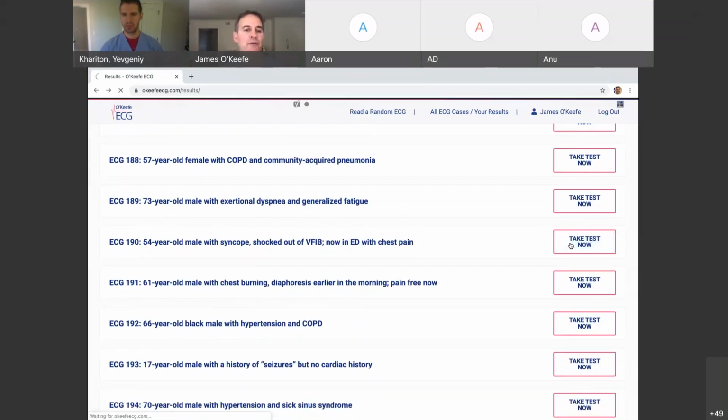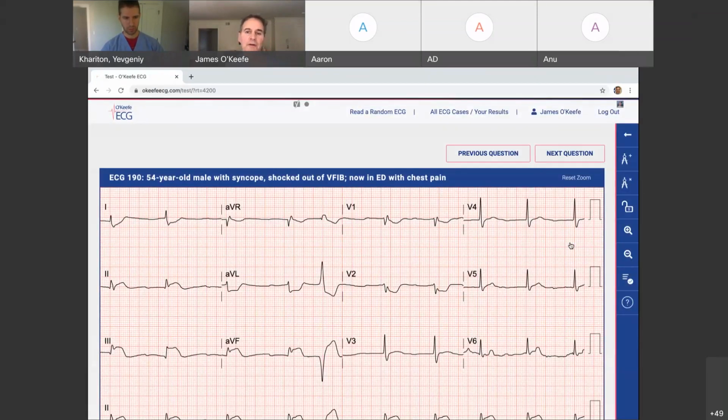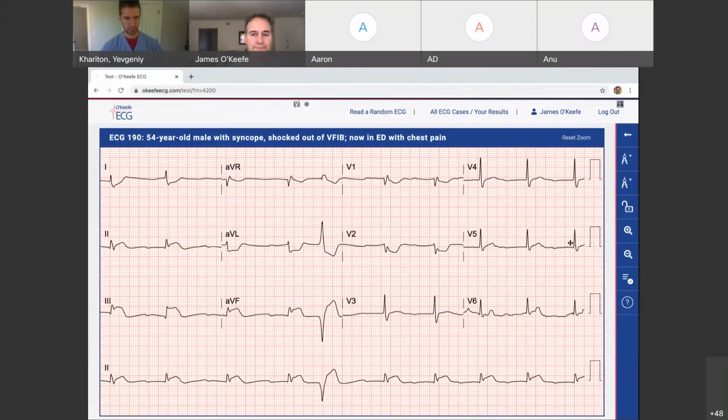Here is a 54-year-old male with syncope. He just got shocked out of VFib in the emergency department. He still has chest pain now when he wakes up. Anybody? ST elevations in aVF and depressions in V1, V2, maybe infraposterior MI. Right, perfect. So an acute infraposterior infarction.